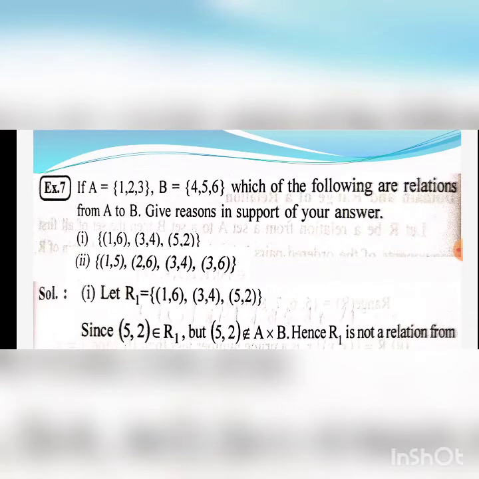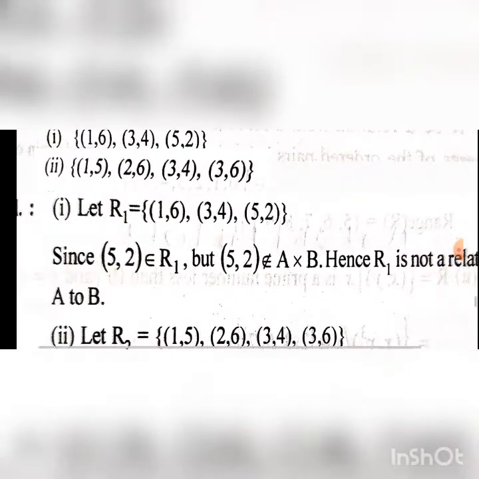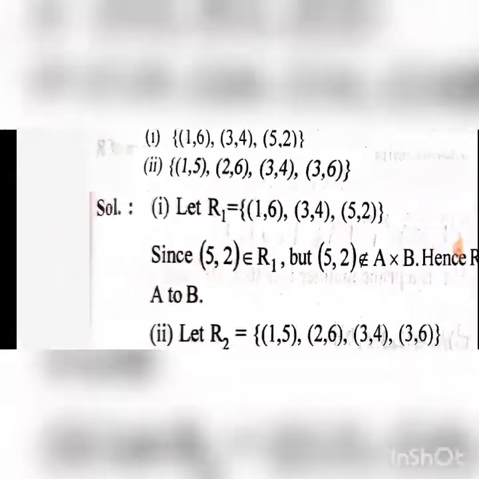Okay. The second ordered pair is what? (3, 4). So you can see 3 belongs to A, 4 belongs to B. And the third ordered pair is what? (5, 2). But 5 does not belong to set A. So since (5, 2) does not belong to A cross B, but we have been given (5, 2) belongs to R1, so R1 is not a relation from A to B. Okay.